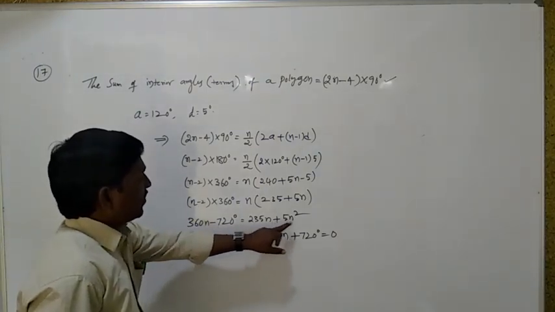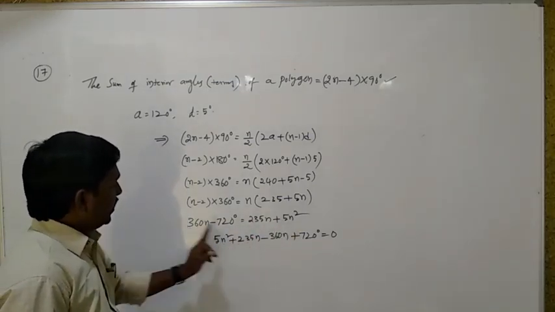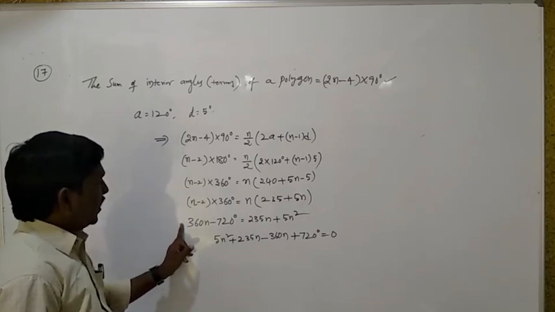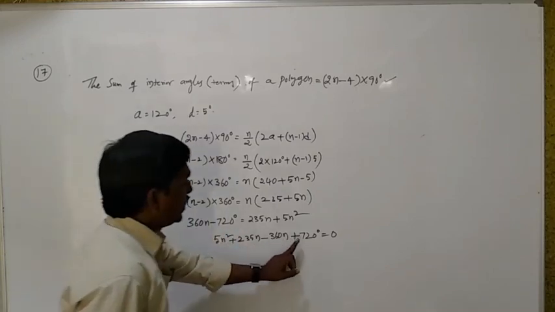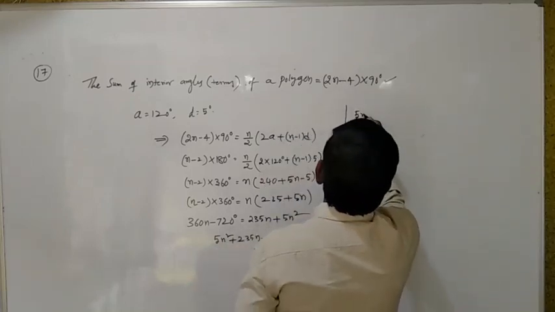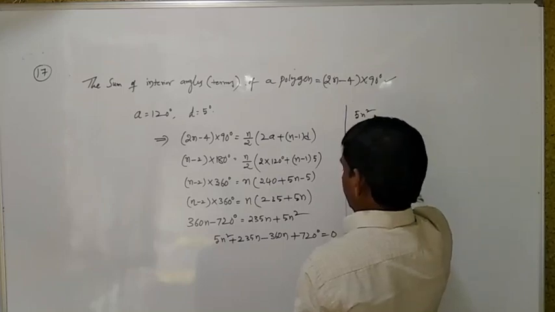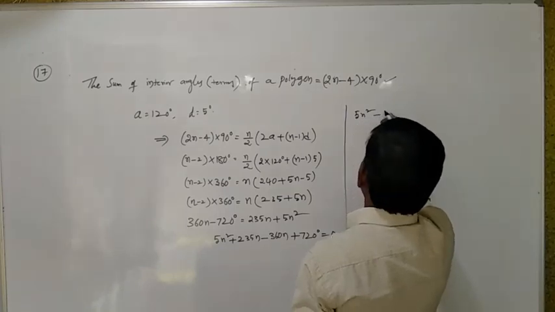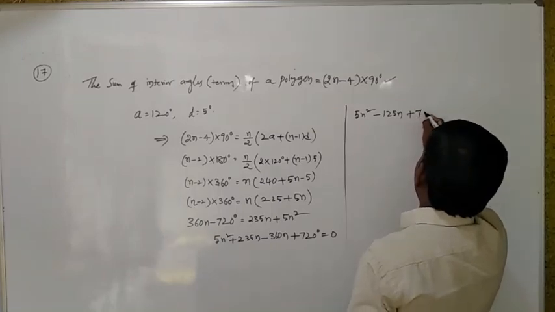Here 235n plus 5n square. By the transposition, 5n square plus 235n. This plus 360n minus 360n, and minus 720 becomes plus 720. 5n square minus 125n plus 720 equal to 0.